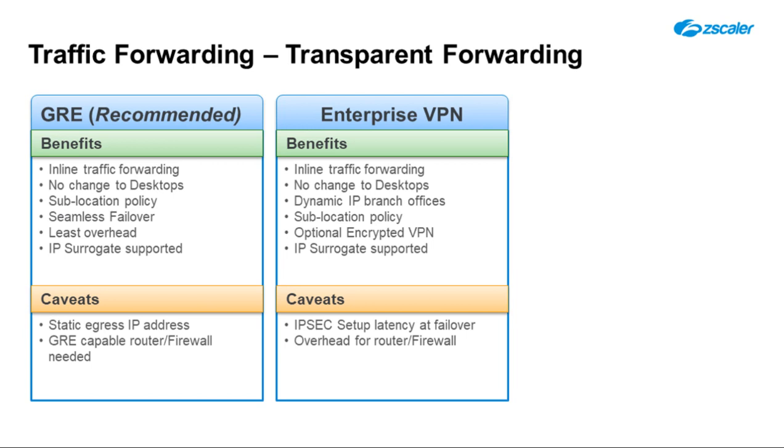In places where you don't have equipment to do GRE, or you have dynamic IP addresses because you have a small branch, then we support IPsec VPN. You would build a VPN connection from your branch firewall to Zscaler that becomes your default route to the internet and all traffic comes to us.